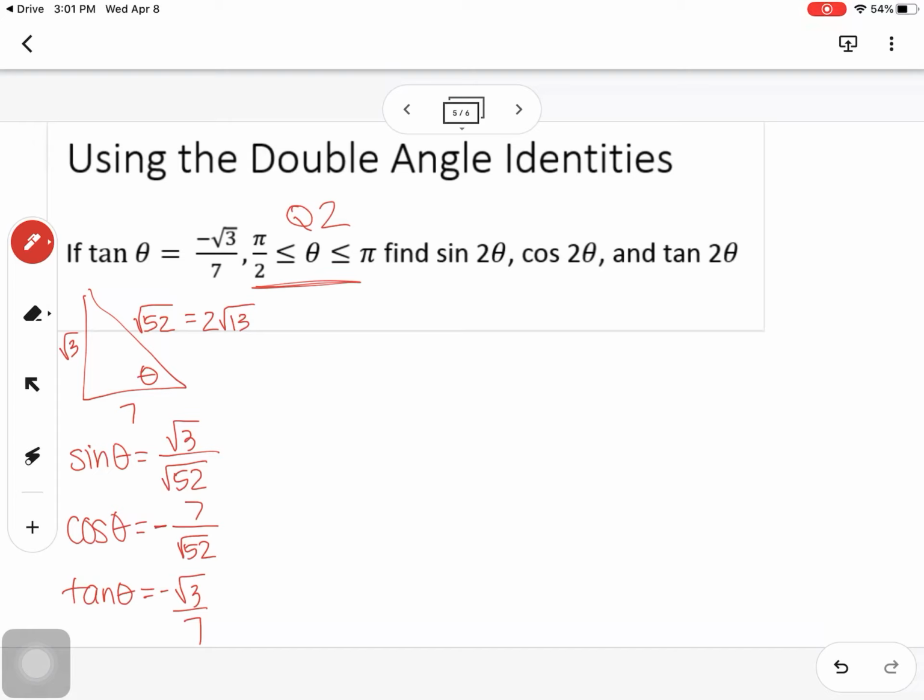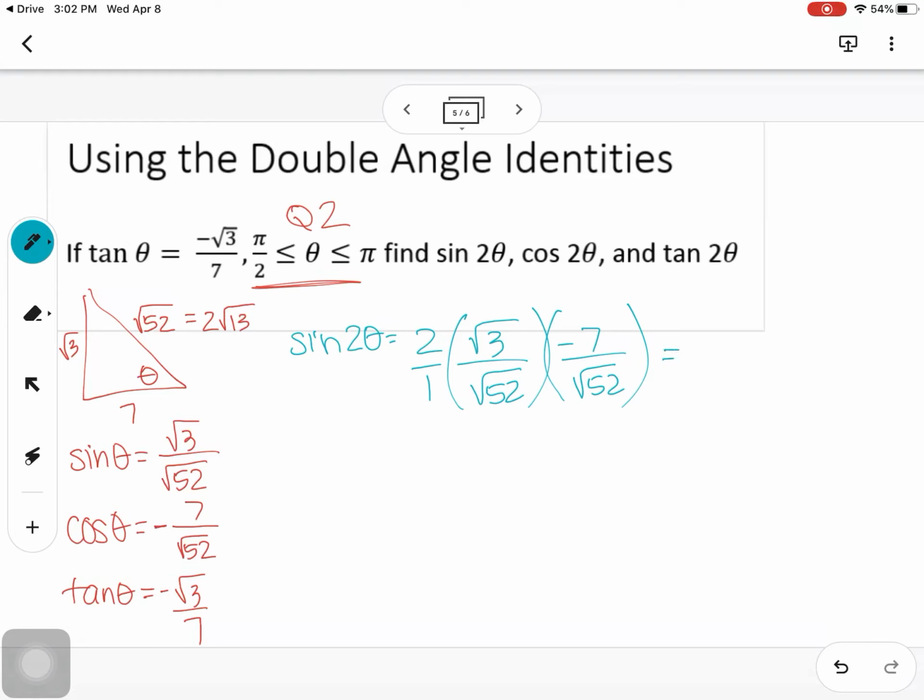And this is where it really will pay off to not rationalize yet. And really, I'm going to show you here to not simplify yet. It's really just how the math specifically works here, and finding you an easier way to do it without a calculator. So when we go to do this, sine of 2 theta is 2 times my sine of theta, which is root 3 over root 52, times my cosine of theta, which is negative 7 over root 52.